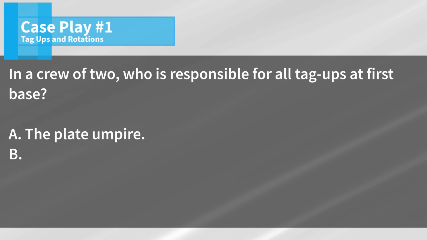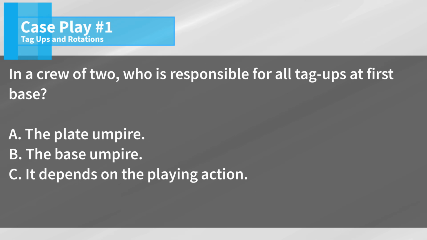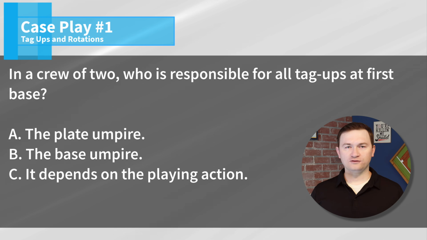Case play number 1. In a crew of 2, who is responsible for all tag-ups at first base? Is it the plate umpire, the base umpire, or does it depend on the playing action? The correct answer here is B. It's always the base umpire. No matter what happens, the base umpire is always responsible for all tag-ups at first and second. The plate umpire is responsible for all tag-ups at third. These responsibilities never change based on how the play develops.